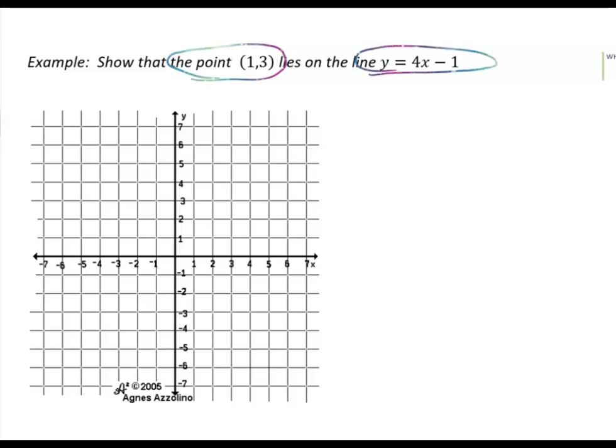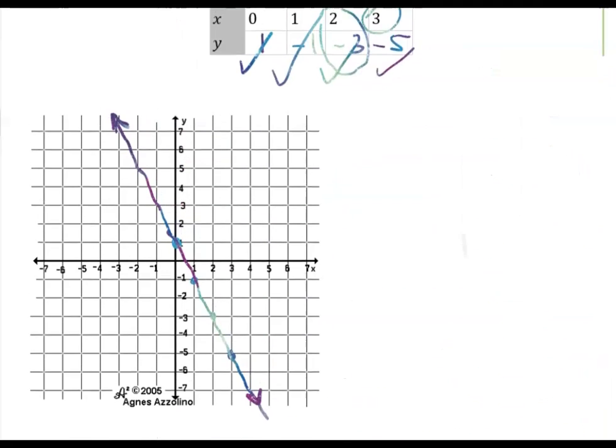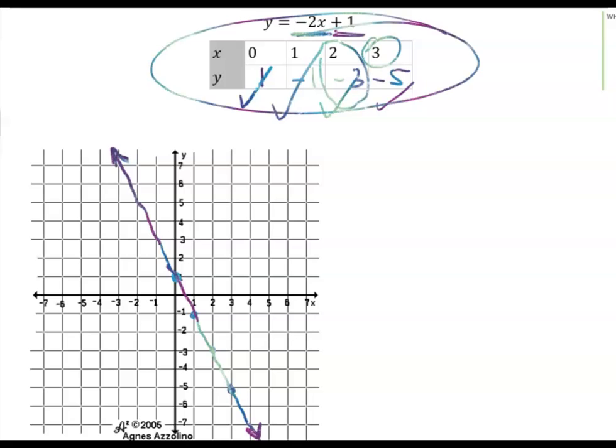Now, to show that it lies on that line, there's a couple of different ways you can do this. What I'm going to do is draw a table of values like we did before. I'm going to draw the line, and then I'm going to show you that the point lies on the line. Okay, so you need a table of values. We're going to draw up a table that looks just like this, okay?